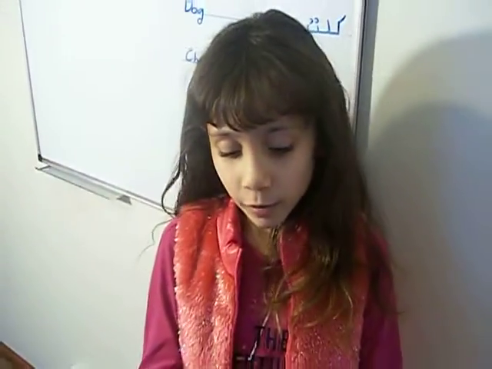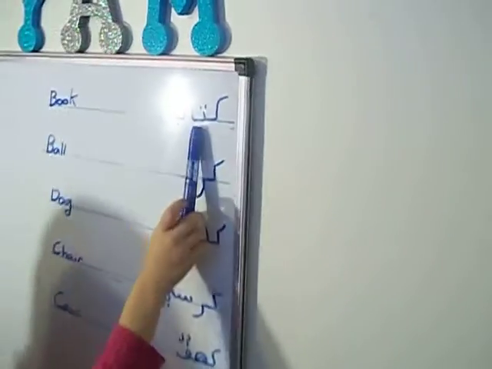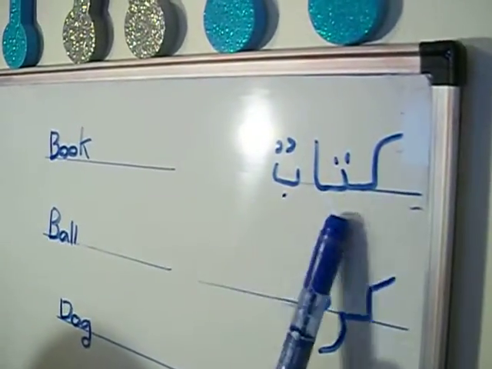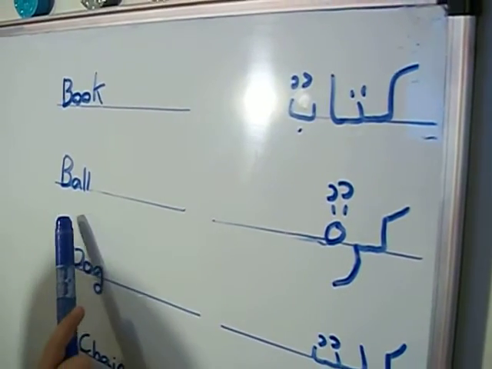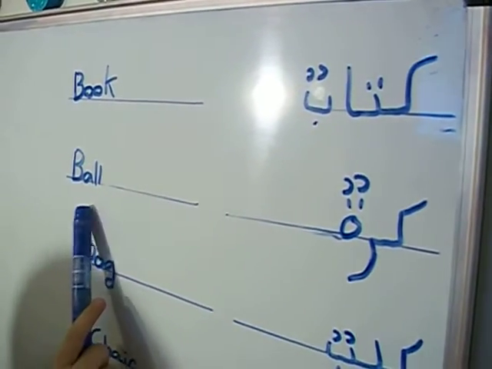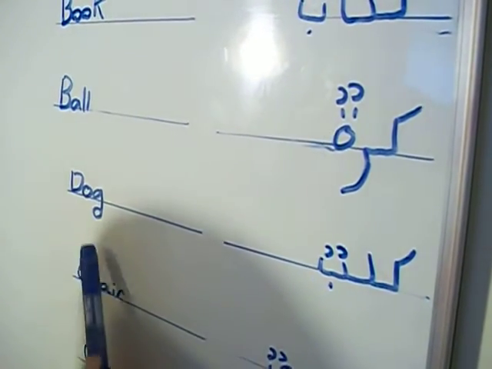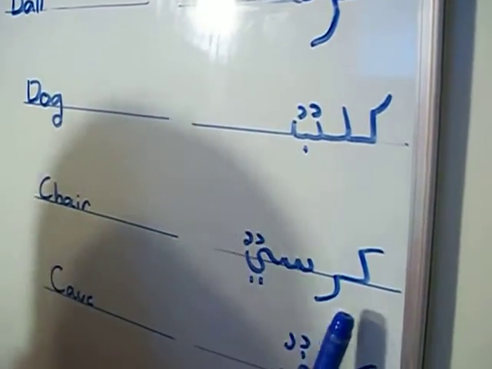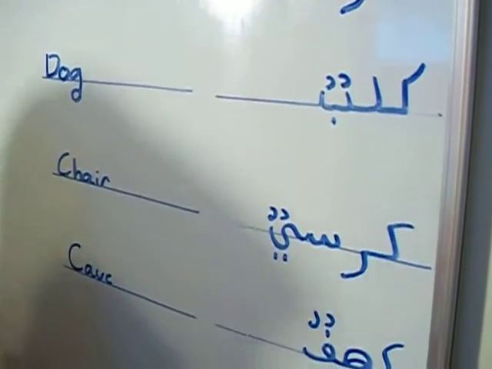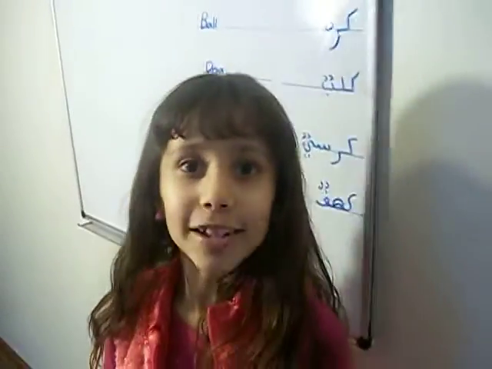So everybody, since we wrote down some words, let's read them. Kitabun book. Kuraton ball. Kelbun dog. Kursiyun chair. Kahfun cave. Let's read them one more time.